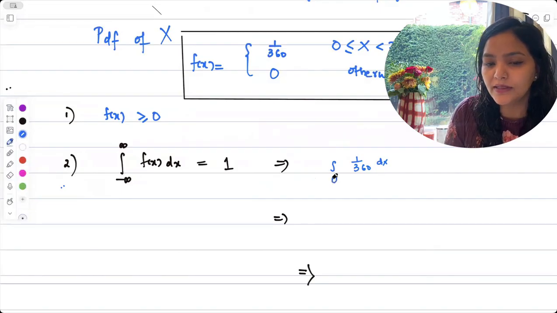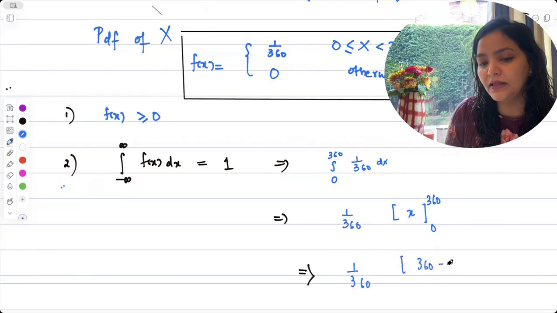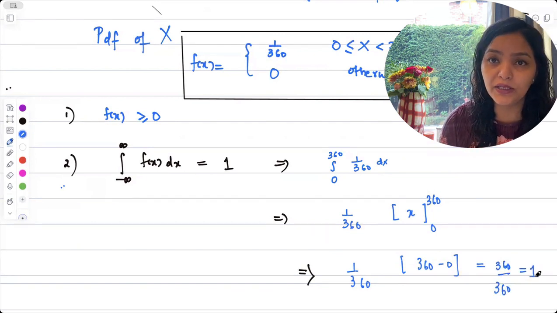So we will be considering the integral from 0 to 360. When I integrate this, 1 upon 360 can be taken out common, and here you will have x, where the bounds are 0 and 360. So 1 upon 360 times (360 minus 0) is equal to 360 upon 360, that is equal to 1. So this is a correct PDF for sure.